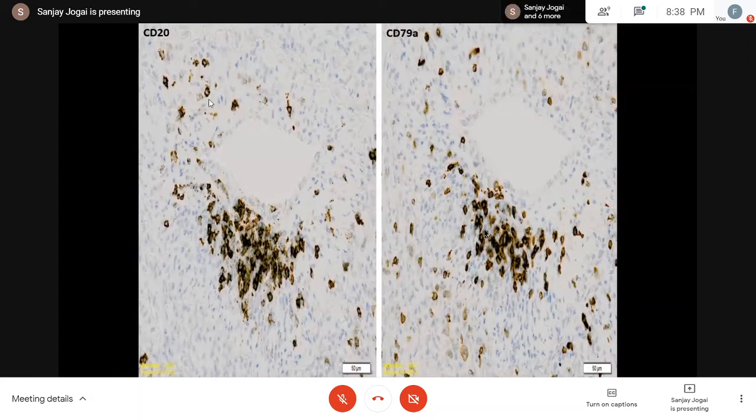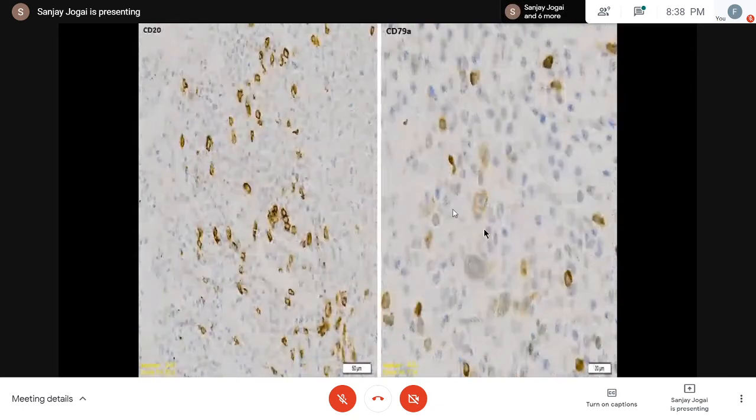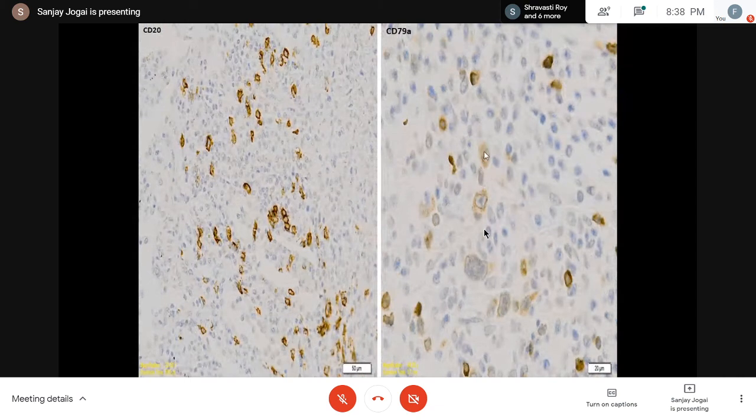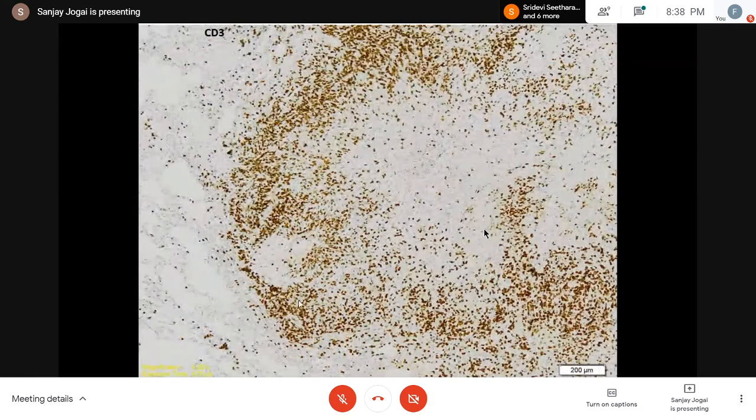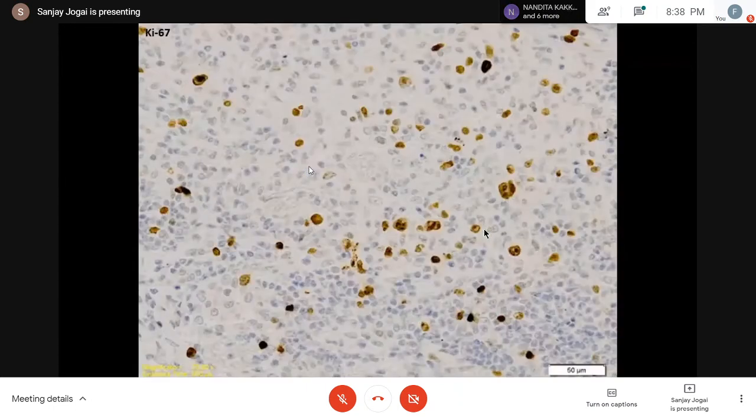Now this is CD20 and CD79A. All those large cells, let me show you a better area of 79A. Those large cells are picking up with CD79A and CD20. And this is CD3, which shows that this is quite a polymorphic background. So you've got a lot of reactive T cells as well. And Ki67 is picking up those large cells.